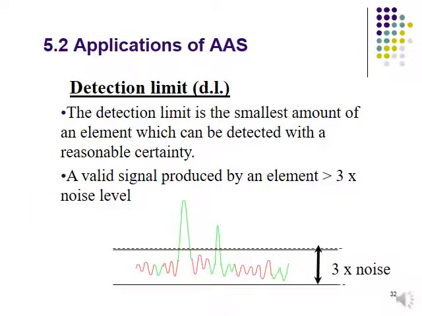Okay, now we go for the application of AAS. So we go for the detection limit first. Detection limit or limit of detection is the same. What we can understand from this detection limit is the smallest amount of an element which can be detected with a reasonable certainty. So basically the detection limit will be 3 times the noise. So this is what we call a detection limit.